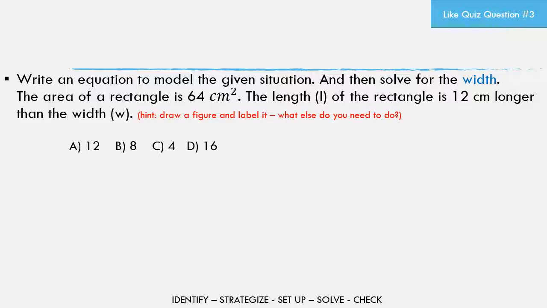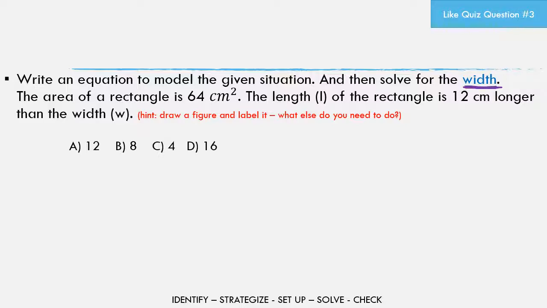Moving on to quiz question number 3, it says write an equation to model the given situation and then solve for the width. The area of a rectangle is 64 centimeters squared. The length L of the rectangle is 12 centimeters longer than the width. So we need to find the width. That is our unknown here.